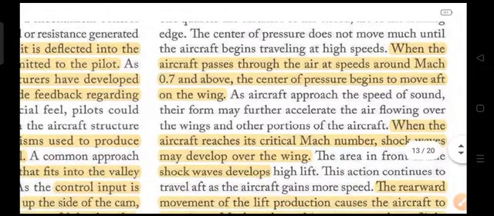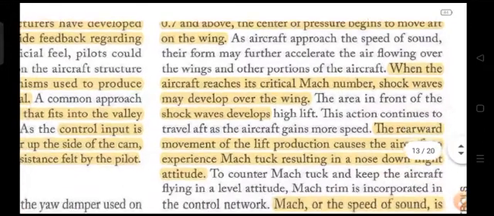Then you have got Mach trim. What is Mach trim? By Mach we know it is the speed of sound, right? 1 Mach means the speed of sound. When the aircraft passes through the air at speeds around Mach 0.7 and above, which is close to the transonic speed or sonic speed rather, the center of pressure begins to move aft of the wing, right?